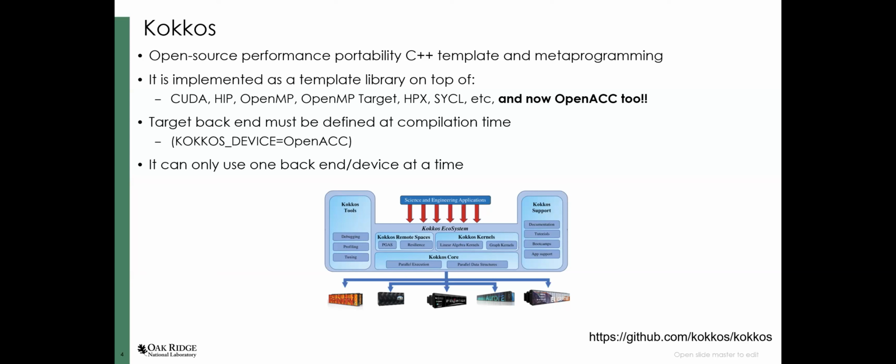So basically in Kokkos, we have a unified front end. It's a C++ front end. And we have multiple different implementations of that front end using different programming models, the most popular and important programming models today. So basically, we have different backends for the same front end. Different backends are, for instance, CUDA, HIP, OpenMP target, and others. And now we have the OpenACC backend too.